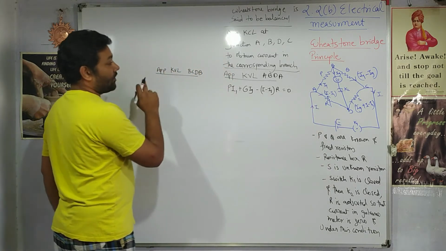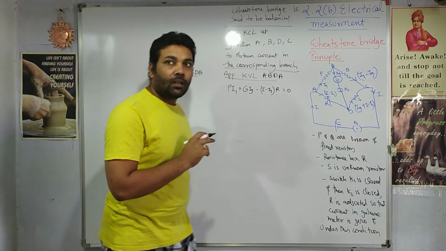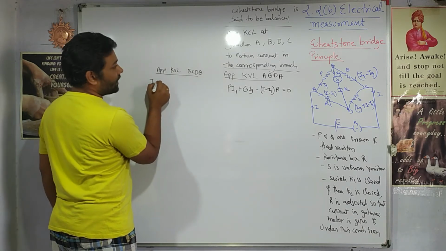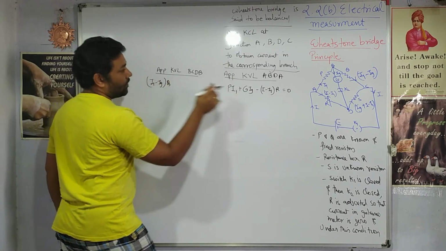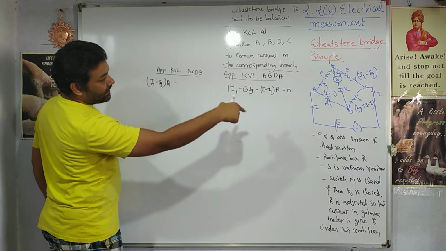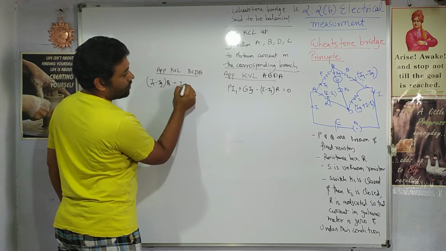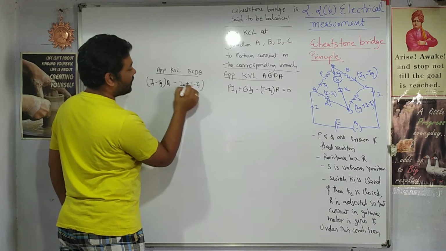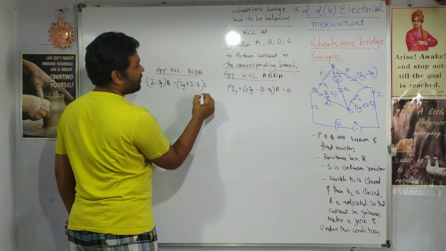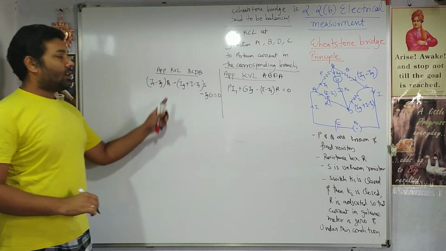So applying KVL to B, C, D, B, for the part BC it will be I1 minus Ig into Q. We are moving in the direction of the current, so that will be positive. Then for CD it will be a minus sign because it is opposite to the direction of the current: minus Ig plus I minus I1 into S. Then for DB it will be minus Ig into G, equal to 0. So this is the other equation.